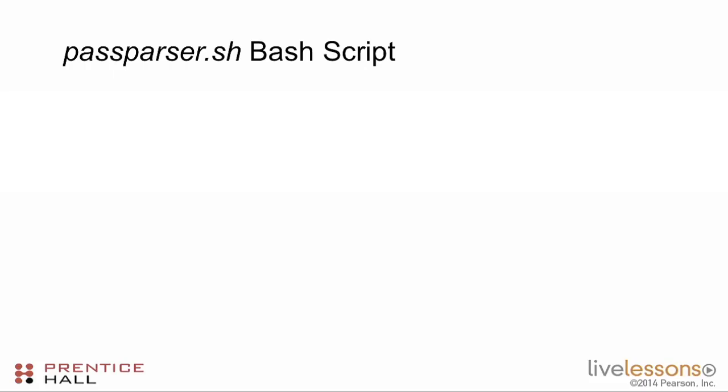We're going to take all of the knowledge we have from the previous lessons and formulate a bash script, just an automated way to execute multiple commands and perform some function. The script that we're going to use is one that I've written called passparser.sh. You would never use this script in the real world since it doesn't do anything particularly useful. However, it does demonstrate several features of bash that you'll commonly encounter when writing real scripts.